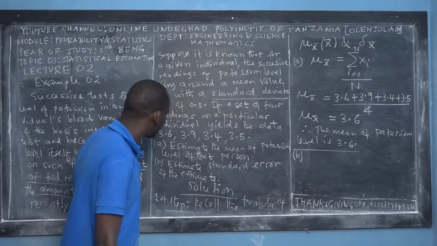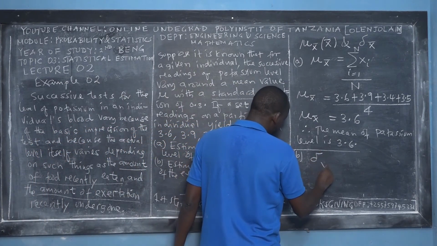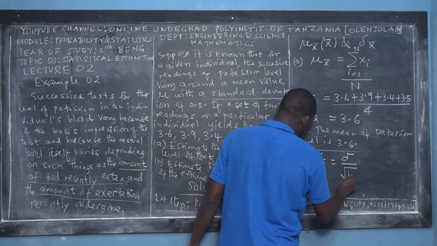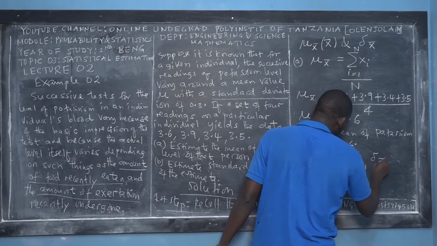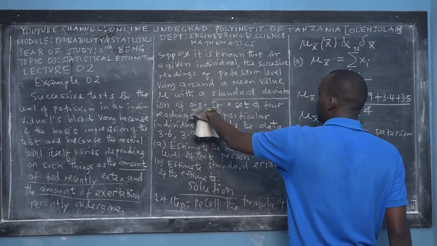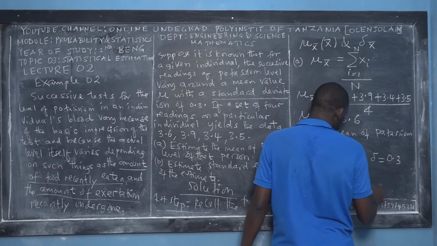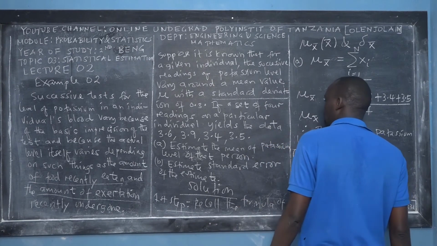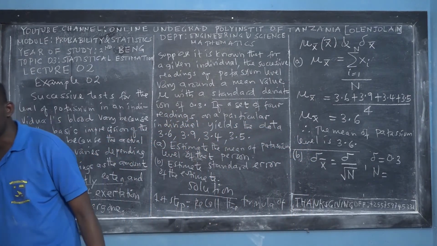Roman B asks us to estimate the standard error of the estimate. The formula for the standard error of the estimate is the standard deviation of the population over the square root of the sample size. The data we have been given say the standard deviation varies around the mean value, with a standard deviation of 0.3. So the standard deviation of the population is 0.3, and the sample size is 4.